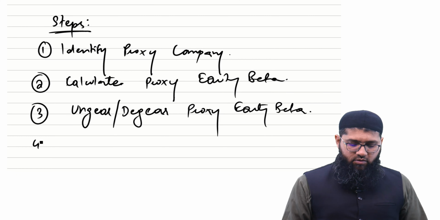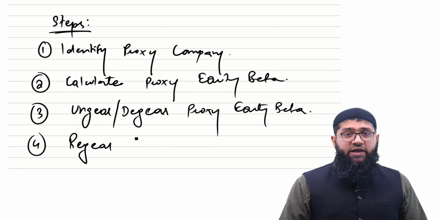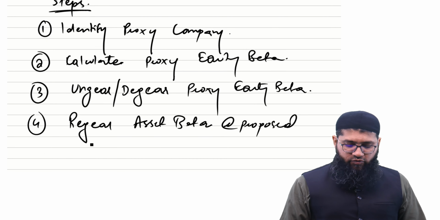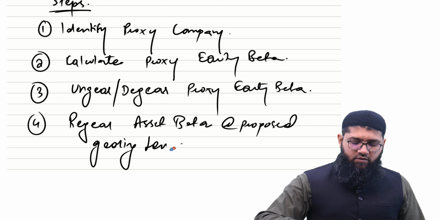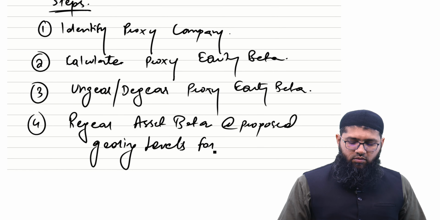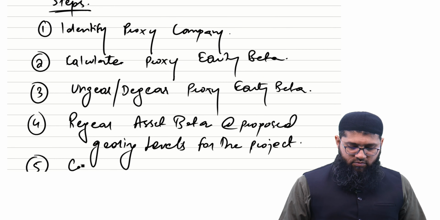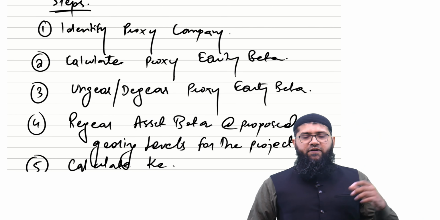The fourth one is you have to re-gear the asset beta at the proposed gearing levels for the project. And step number 5 is that you calculate the cost of equity.